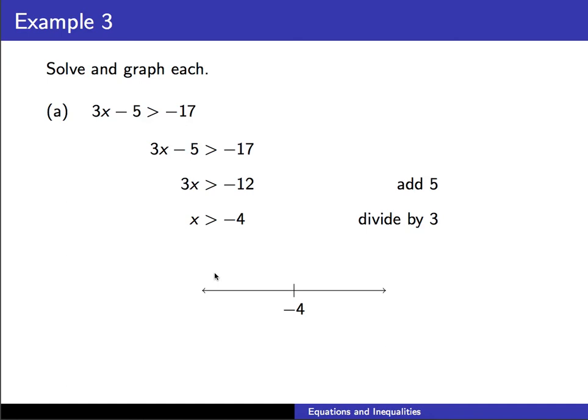This is pretty much what we saw earlier. Because it's greater than, open circle at negative 4, and then shade everything to the right. As far as this course is concerned, if you want to put additional values on your number line, you can, but I usually just focus on the number or numbers at hand.